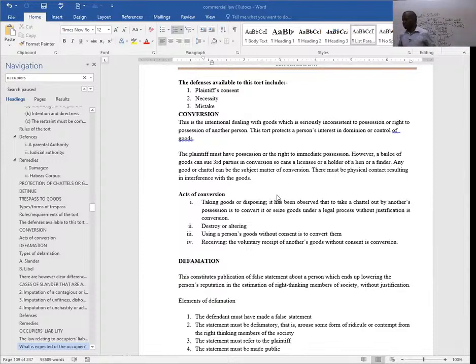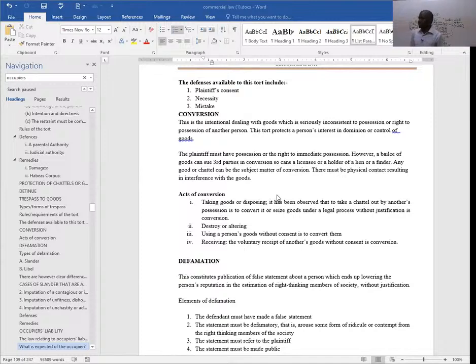Then the statement must be defamatory, that is, arouse some form of ridicule or contempt from the right-thinking members of the society. So it wants to make people ridicule you or maybe laugh at you. That element should be present.